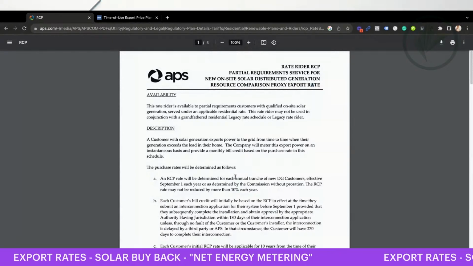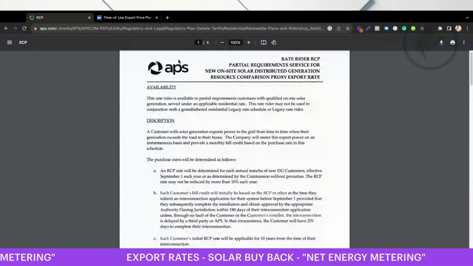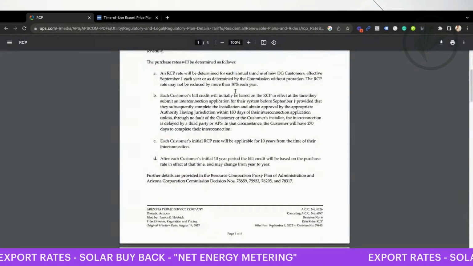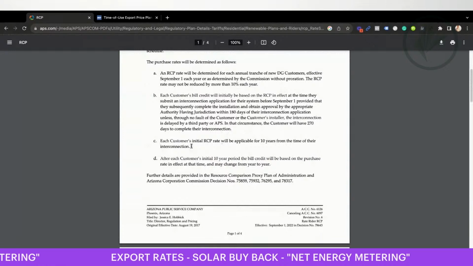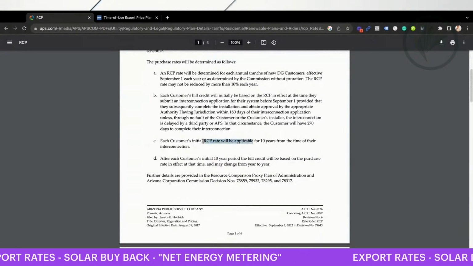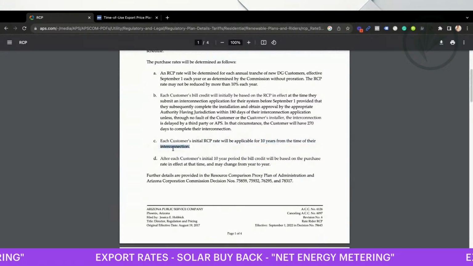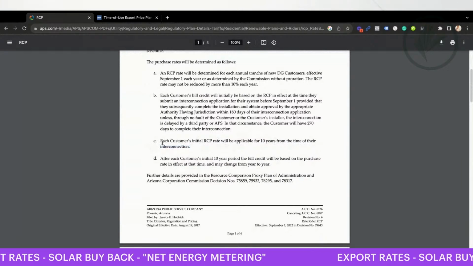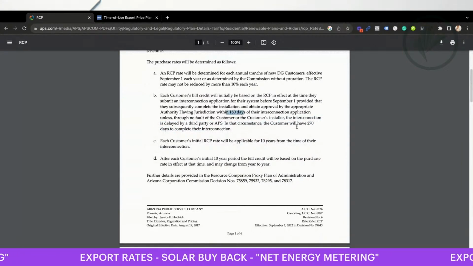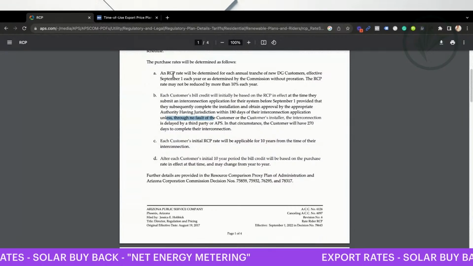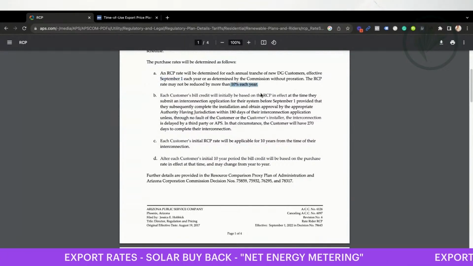APS, they do a lot of big swaps on this. So to give you a disclaimer here, APS and the Corporations Commission back in 2017 made an agreement that essentially the RCP rate will be applicable for 10 years from the time of interconnection. That means you're grandfathered into whatever rate you're in for 10 years once your interconnection agreement's approved by APS. And then you have 270 days to complete it after your application's approved. Basically, every year it goes down, pretty much September 1st, 10%.